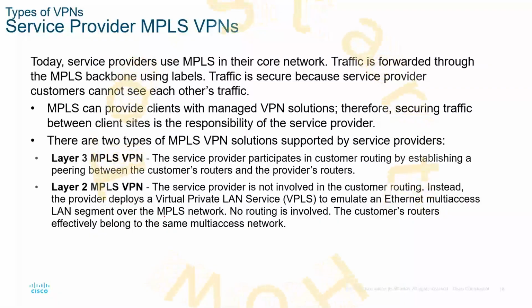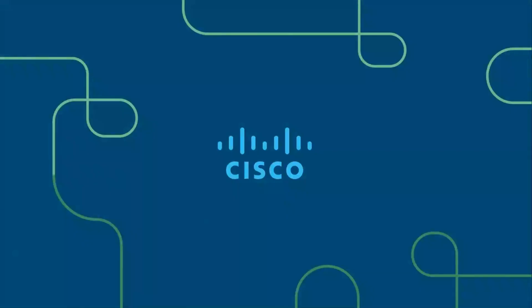We already kind of started talking about our service provider VPNs using things like MPLS. What's interesting here is we can have a layer 2 MPLS VPN, and that will be called a Virtual Private LAN Service, or VPLS. This will be used to emulate an Ethernet multi-access LAN segment over MPLS. There, we're using our switching technology, so no routing would be involved. Again, at this point, we're essentially extending the LAN between two locations, so they'll all be part of the same multi-access network.